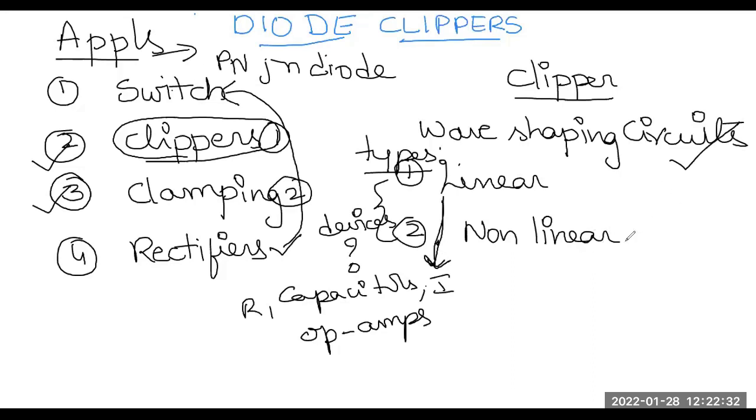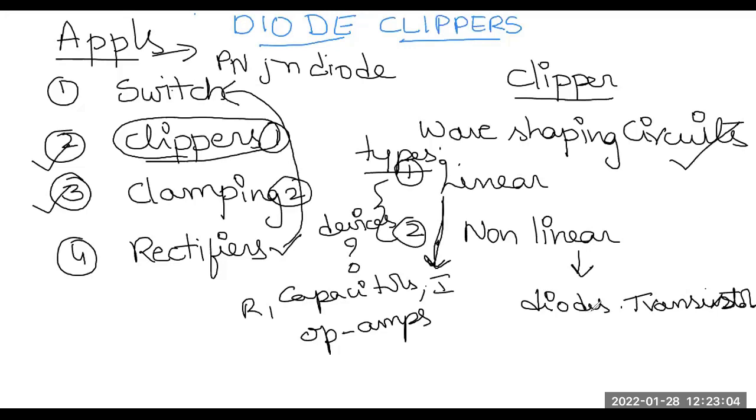Then what comes under non-linear devices? We said that non-linear wave shaping circuits are those circuits which use non-linear devices. What are those non-linear devices? For example, diodes. Then you have transistors like BJT and FET. All these are non-linear devices. So if the circuit is using non-linear devices like diodes, transistors, etc., we call them non-linear wave shaping circuits.